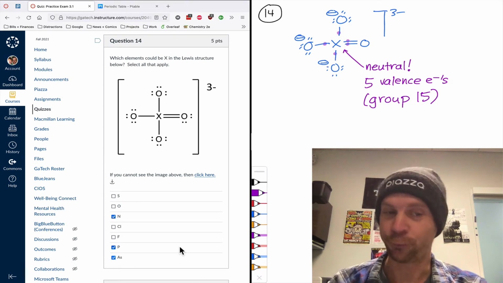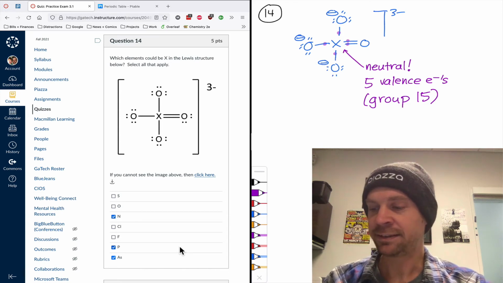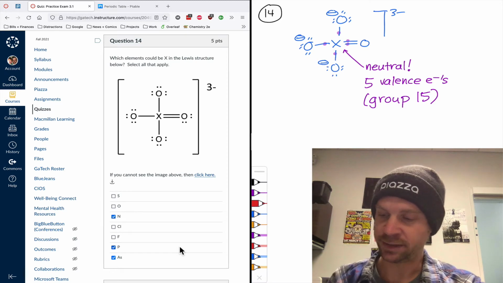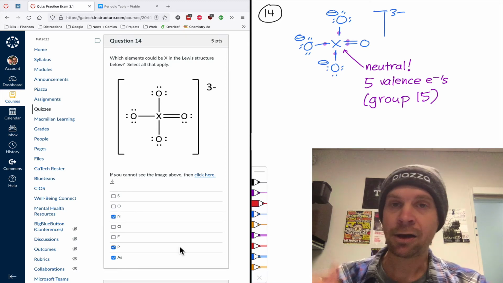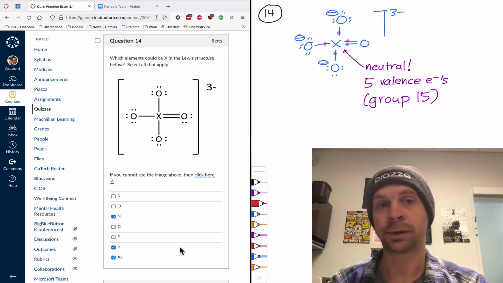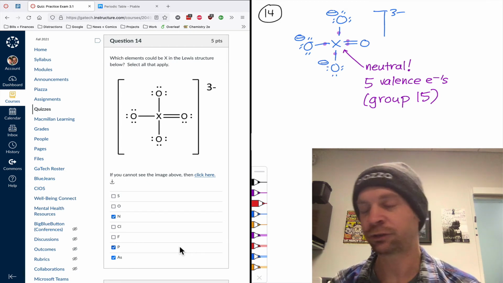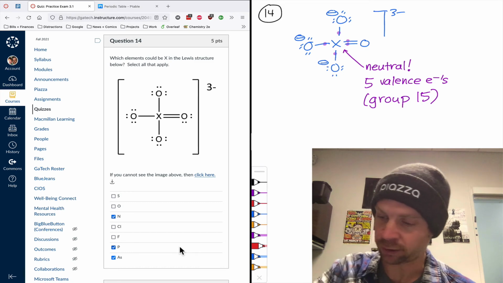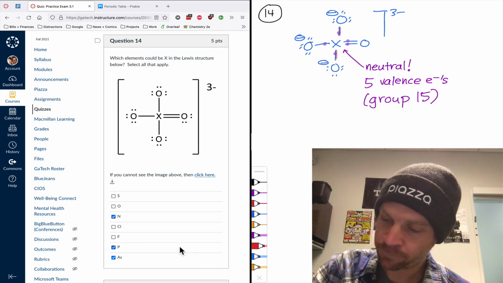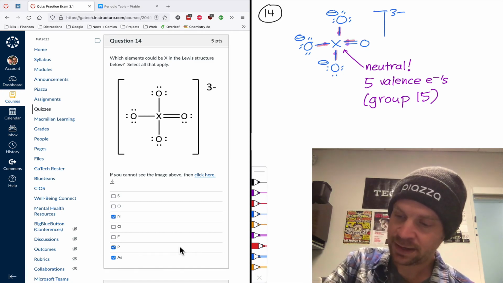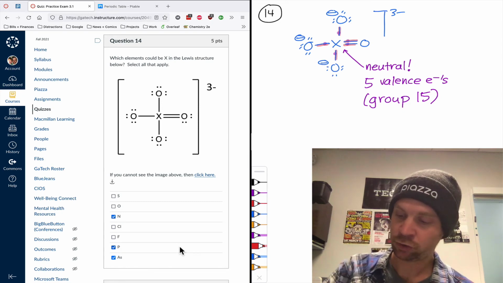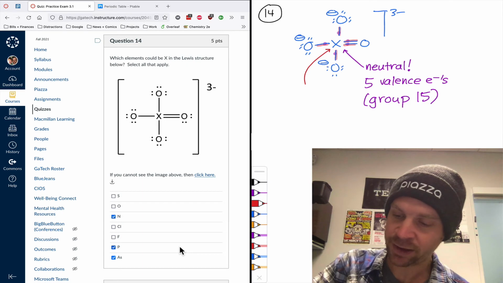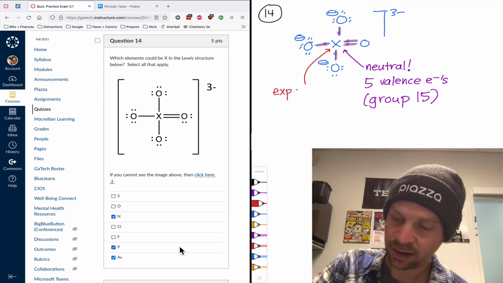Now, before we submit this, let's take another look at the X atom from the perspective of the octet rule. How many electrons does X have around it total? What is the total electron count, or the electron count for the purposes of the octet rule? Well, let's take a look. I've got 2, 4, 6, 8, 10 total electrons around the X atom. That X atom is displaying an expanded octet.